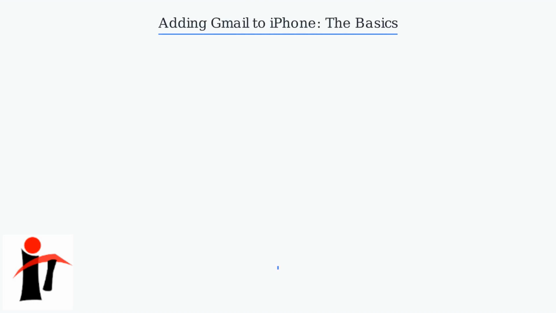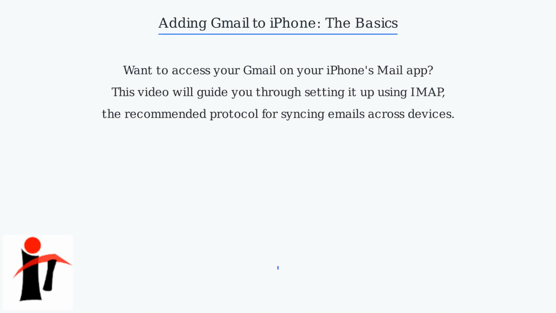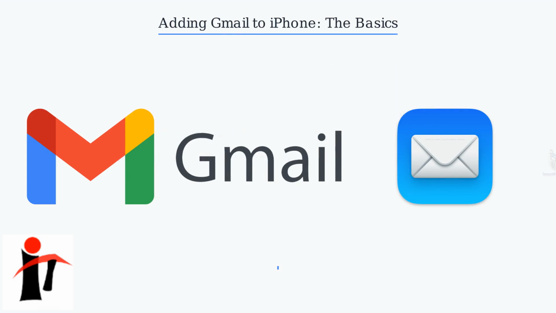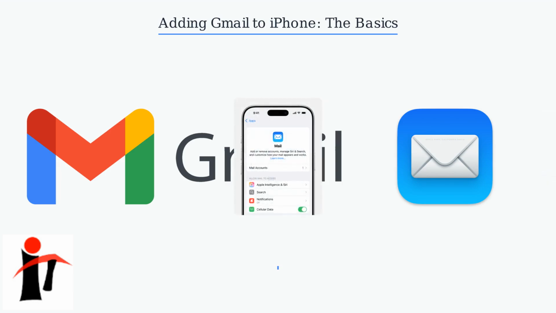Want to access your Gmail on your iPhone's Mail app? This video will guide you through setting it up using IMAP, the recommended protocol for syncing emails across devices. By the end of this video, you'll be able to send and receive emails from your Gmail account directly on your iPhone. IMAP allows seamless synchronization of your emails across multiple devices, ensuring you stay connected wherever you are. The iPhone's built-in Mail app provides a native and secure way to manage your Gmail account with full IMAP support.